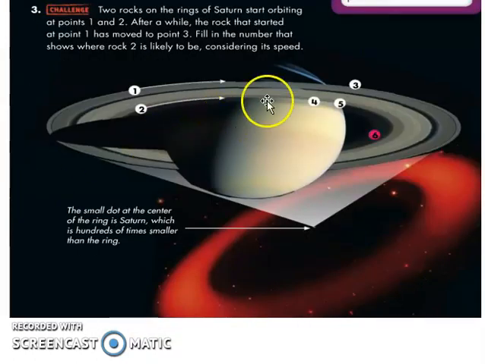So before, here, two rocks on the rings of Saturn start orbiting on the point. Another rock started to point. So this is just illustrating, girls, what does the ring of Saturn consist of? It consists of rocks, it consists of dust, it also consists of ice. So meaning there are layers of things in the ring of what? Saturn.